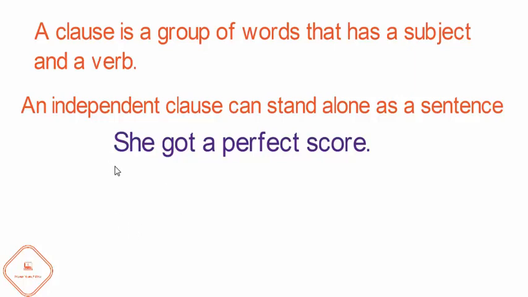Last week we looked at clauses, and we said a clause is in a sentence. When you have more than one part of a sentence, we can separate them into clauses. So a clause is a group of words. Now here, she got a perfect score. This can stand alone as a sentence, so this is called an independent clause.